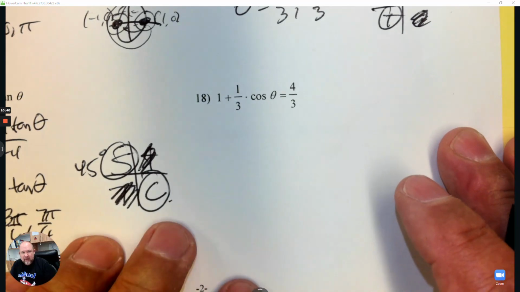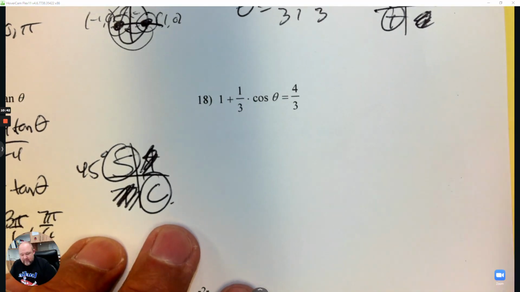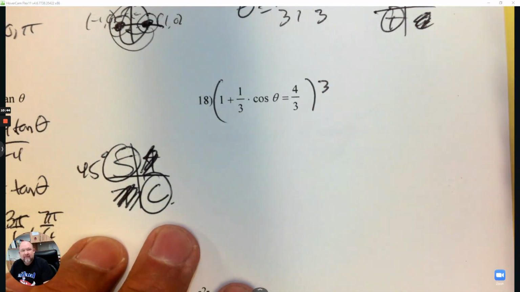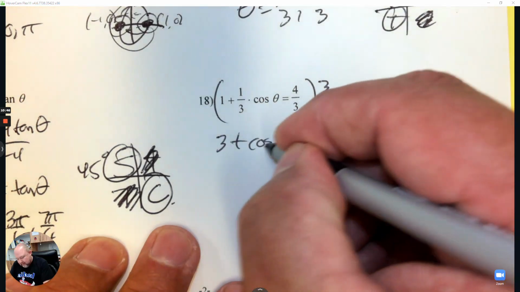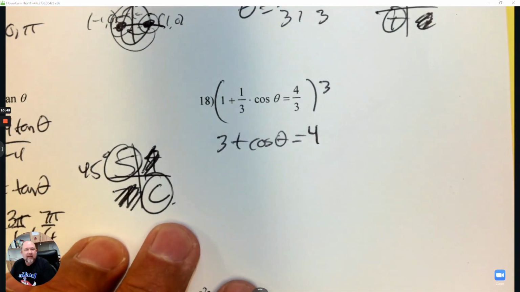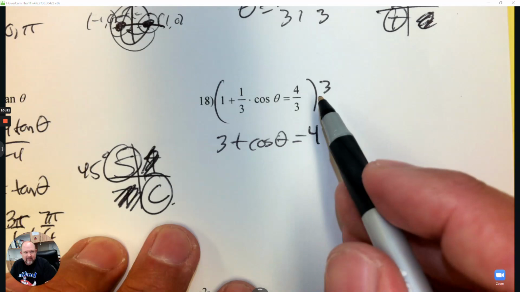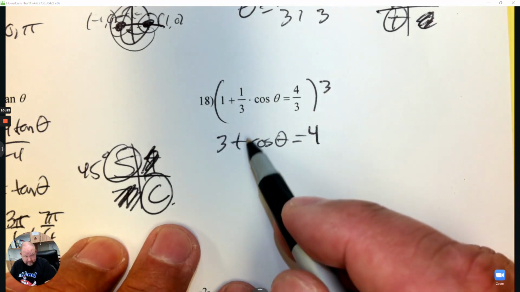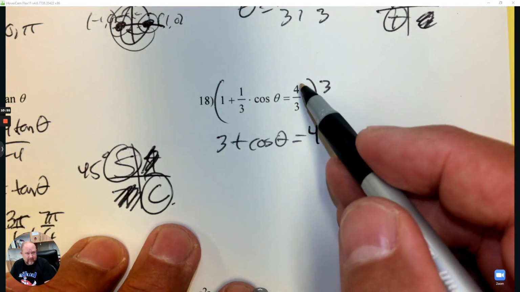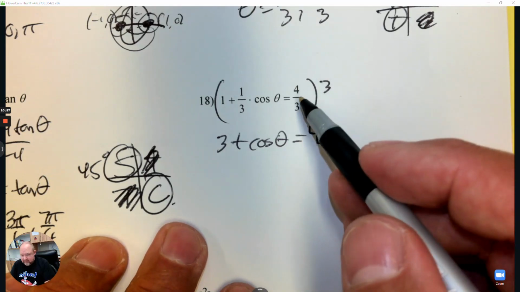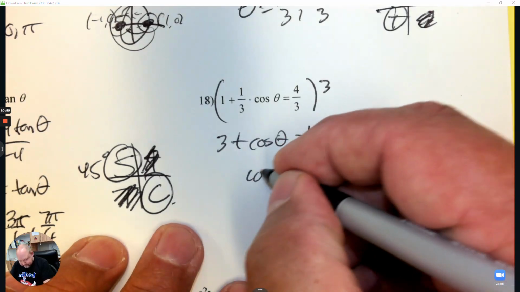Number 18. First step, subtract 1. If you really want to make life easy, just to cheat around, we can multiply everything times 3, and then you don't have to worry about having any fractions there. So 3 times 1, 3 times the third is 1 cosine theta. 3 times 4 thirds is 4. If you don't see it, then you have to work with fractions.